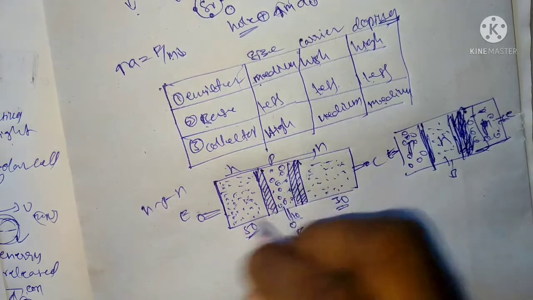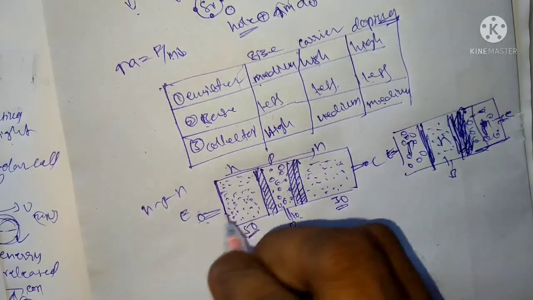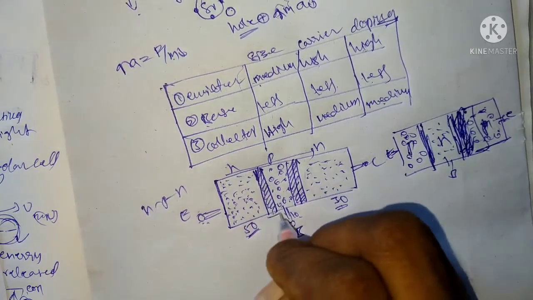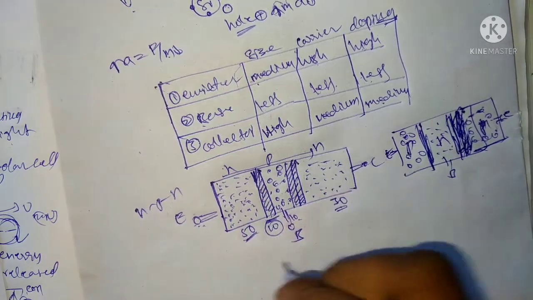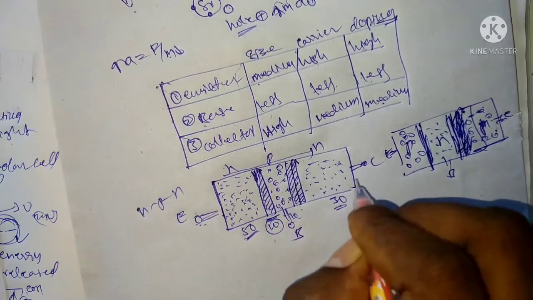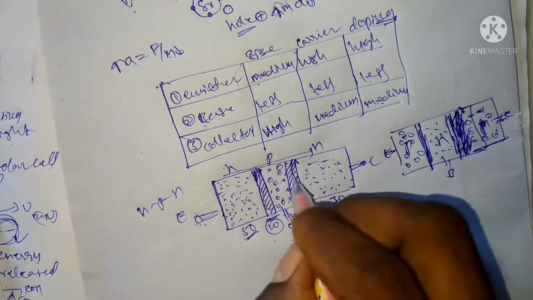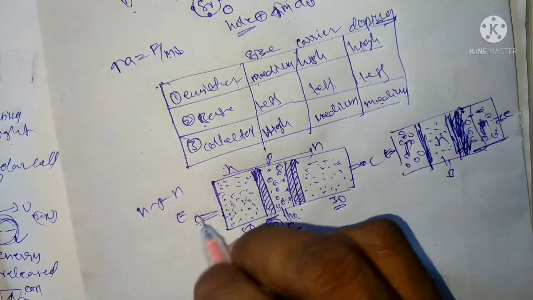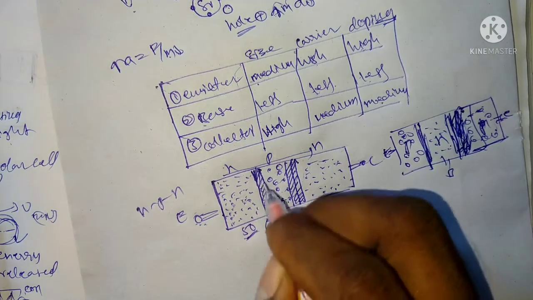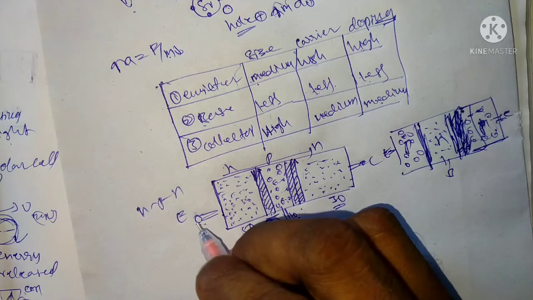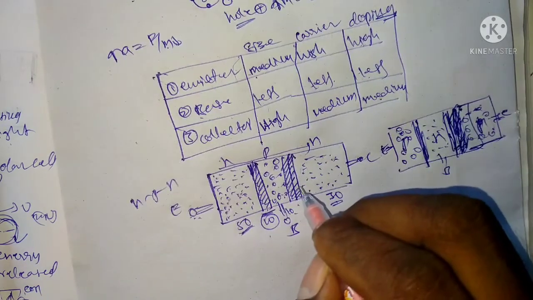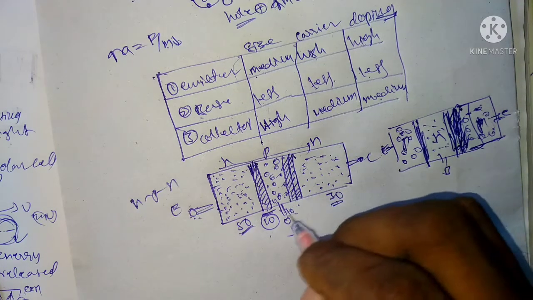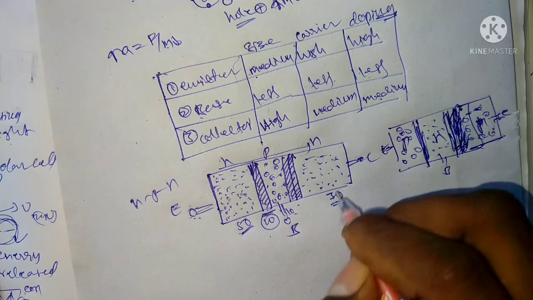The width of the depletion layer in between the emitter and base is very small. The width of this layer is very small compared to the depletion layer between the base and collector. This is the depletion layer between the emitter and base, very small. The depletion layer between the base and collector is very large.